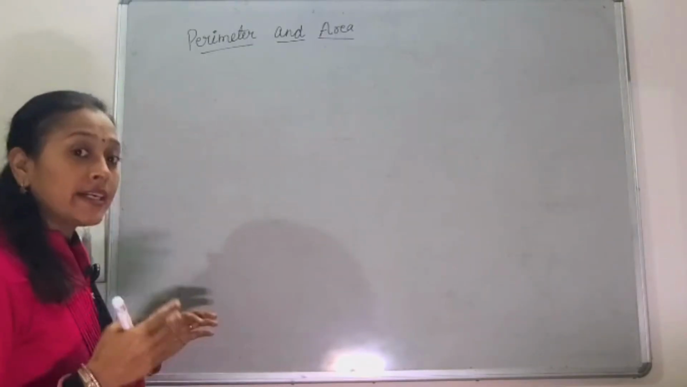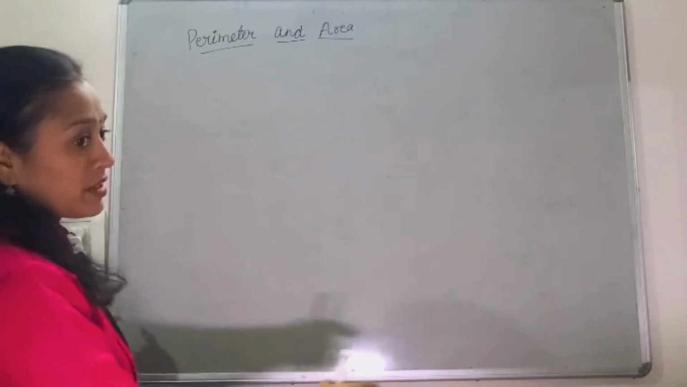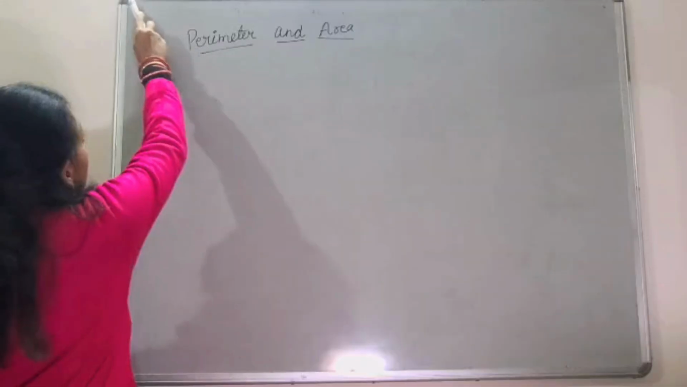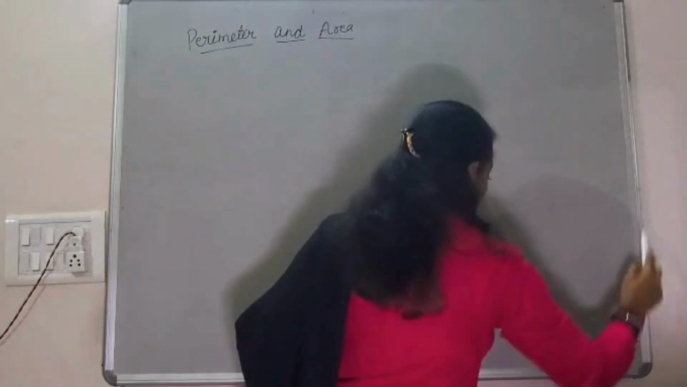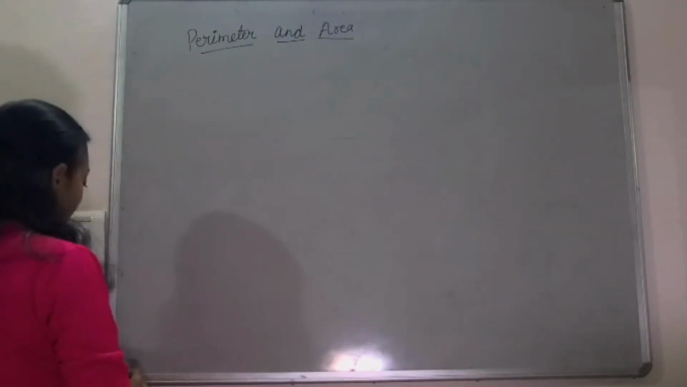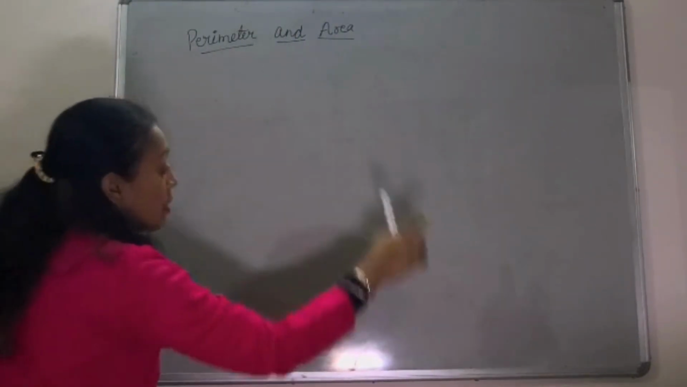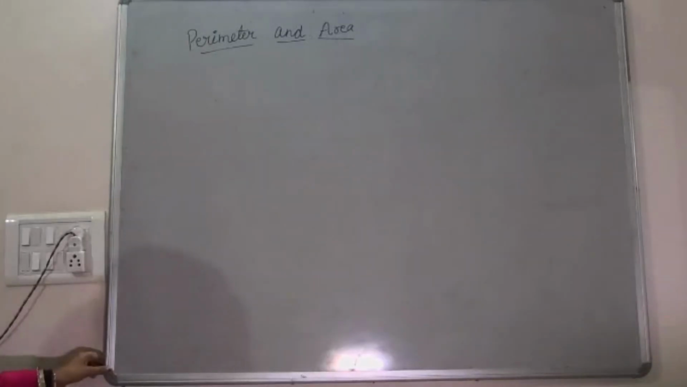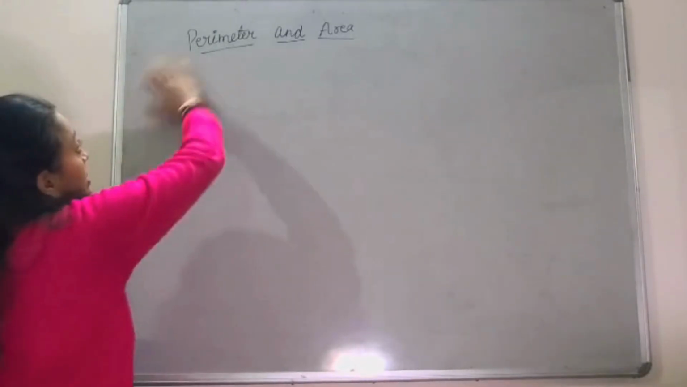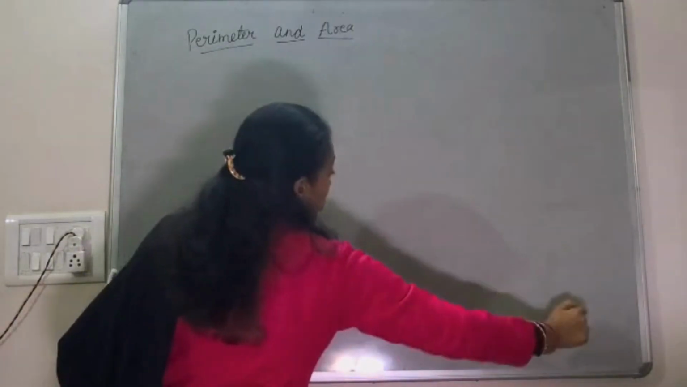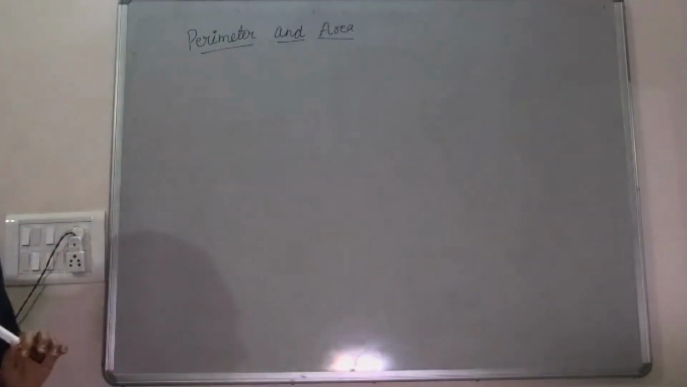So if I tell you technically, you can see a board here. This boundary of the board, this whole boundary, if I have to put a lace over the boundary of this board, then this boundary will be the perimeter. And what will be the area? This whole part where I can write all this is area.